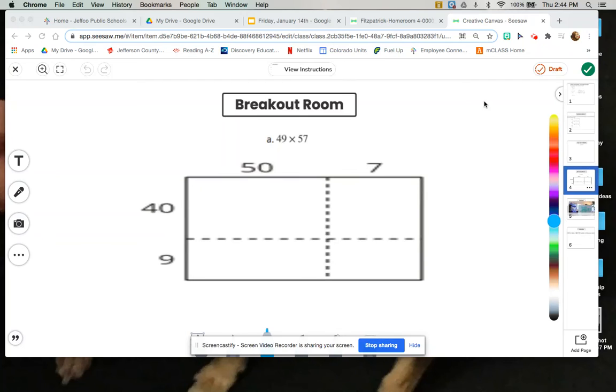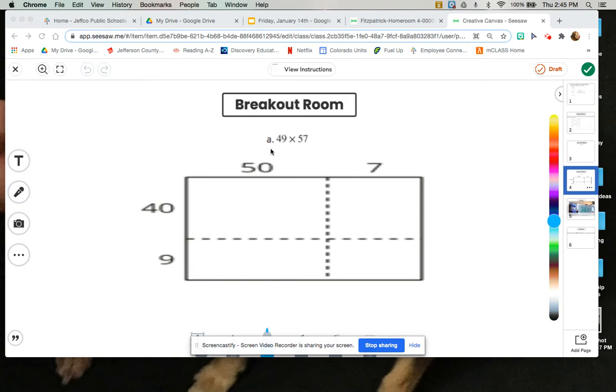Hi families, I have shown you how to do a one-digit by multi-digit multiplication area model. Well, today I'm going to show you how to do a multi-digit by multi-digit area model for multiplication. Again, this is really going to prepare students for fifth grade for the algorithm where we multiply each of our place values by every single place value. So when we are multiplying, our problem here is 49 times 57.